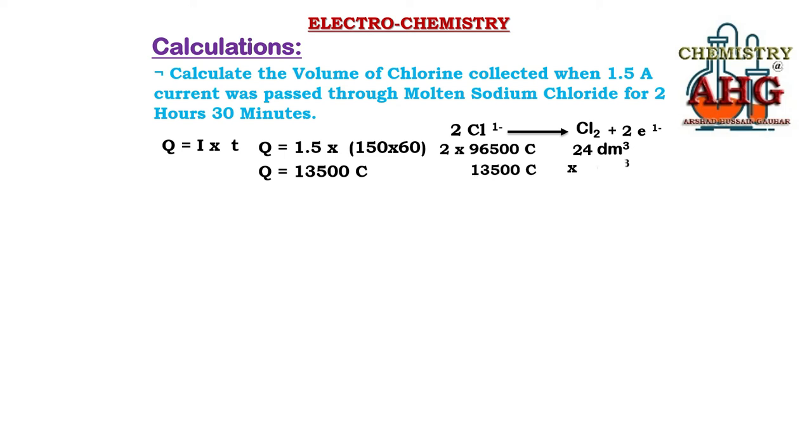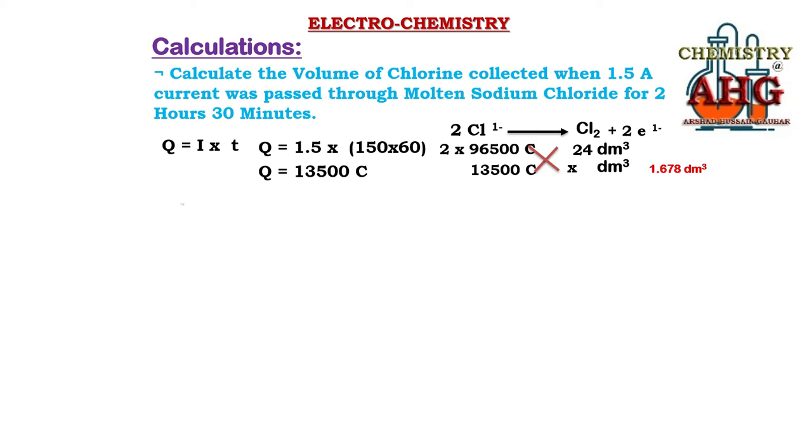X cubic decimeter. Just cross multiply and you can get the answer. The answer is 1.678 cubic decimeter. This much volume of chlorine we can collect by using this set of current and time conditions. Okay, moving on. Another question. You can see how electrochemistry has different styles of questions, but the sequence and the number of steps will remain the same.